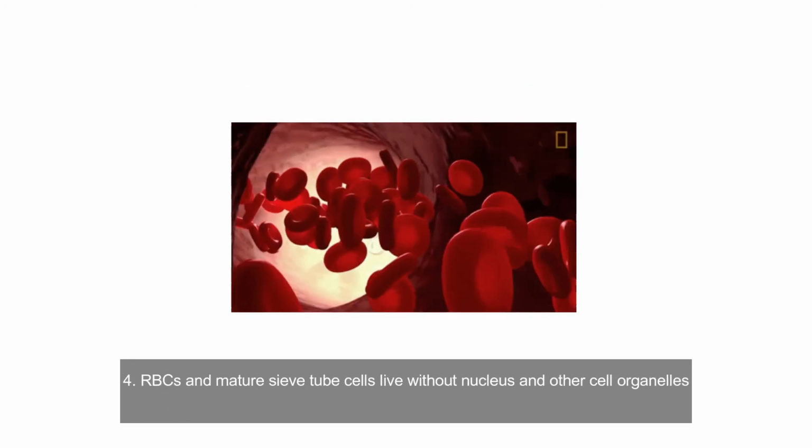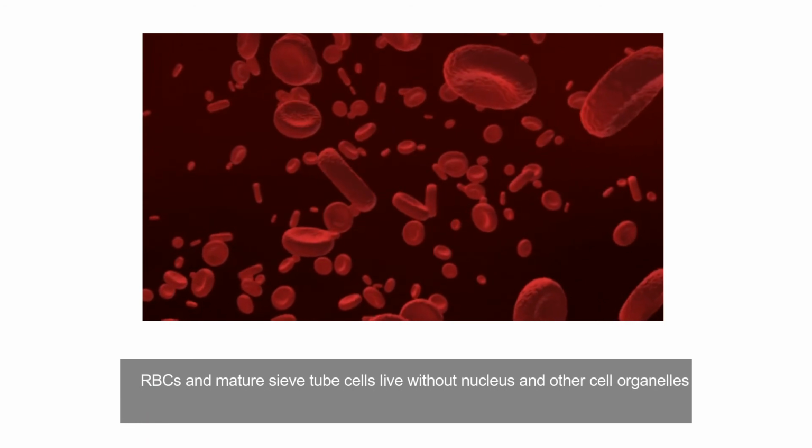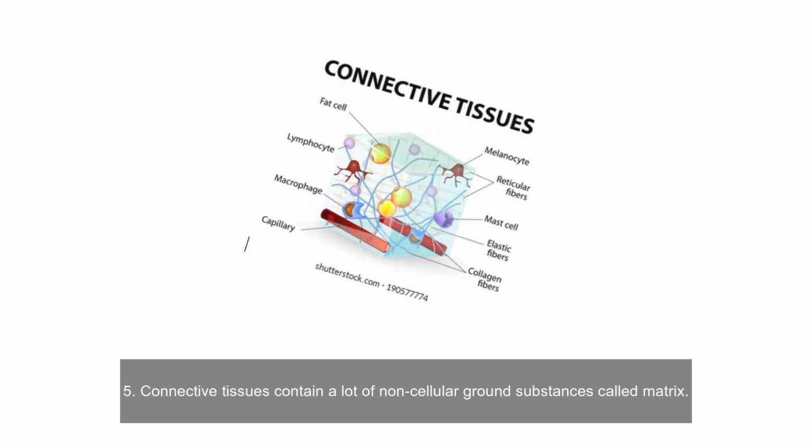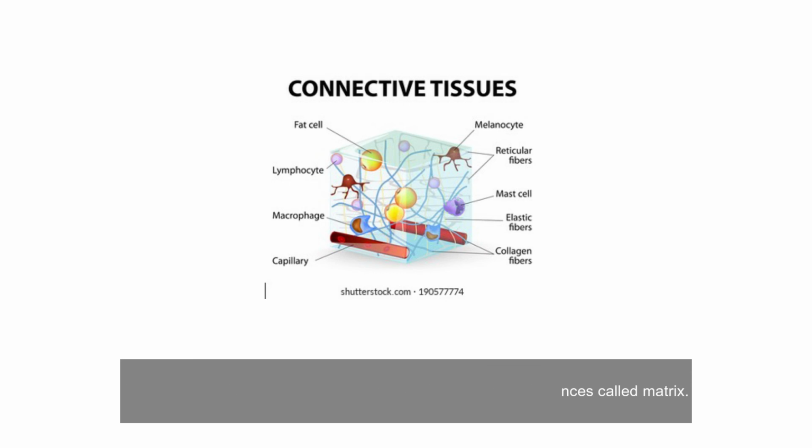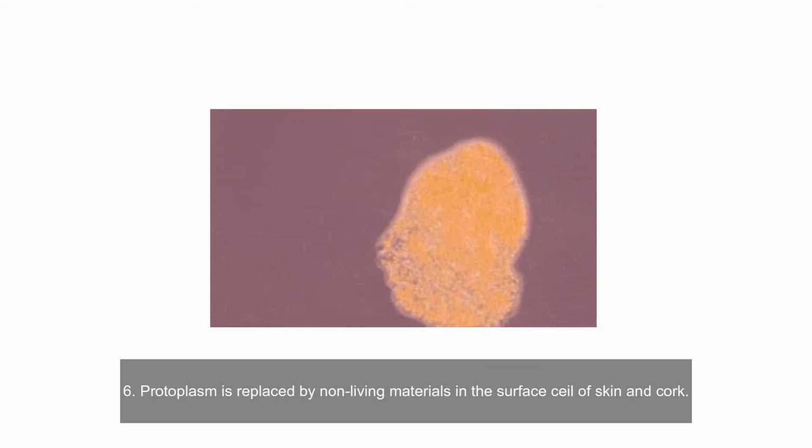RBCs and mature sieve tube cells live without nucleus and other cell organelles. Connective tissues contain a lot of non-cellular ground substance called matrix. Protoplasm is replaced by non-living materials in the surface layer of skin and cork.